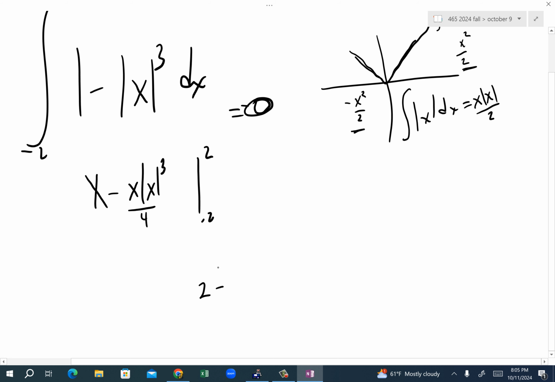So minus 16 over 4 is minus 4. Okay, minus. And then on the bottom end, this is where it gets tricky. It's going to be negative 2, and then you're going to put the negative 2 in there. You're going to get what?